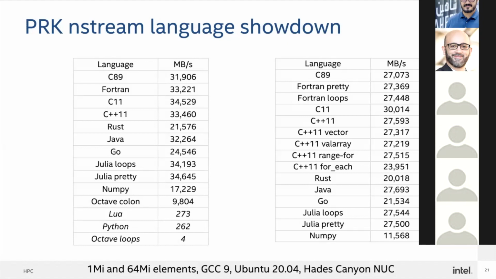So the left side is a vector addition. I don't think it fits fully in cache, but it was basically a smaller problem size of 1 million elements, so that I could run things like Lua and Octave, which are dog slow. You see here that when you use colon notation in Octave, you get a 2500x speedup. So obviously do that. That's a simple lesson, but please never ever write loops in Octave if you don't have to.